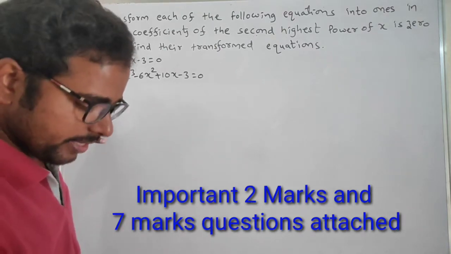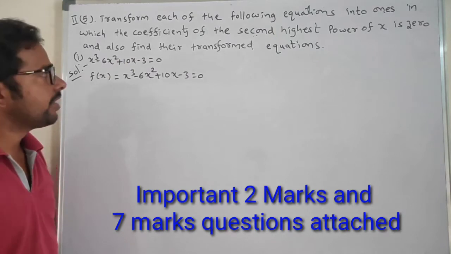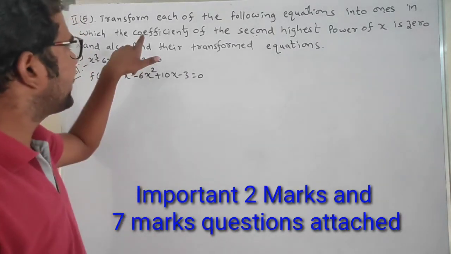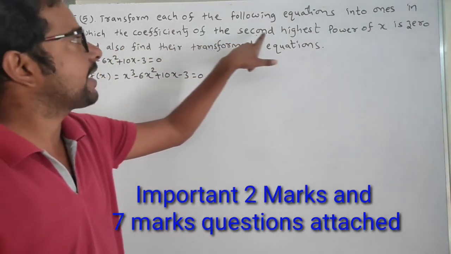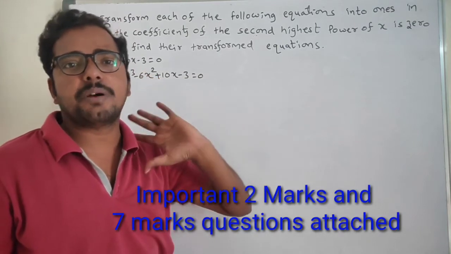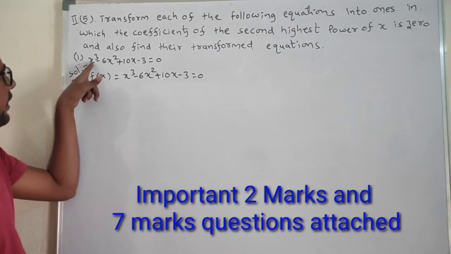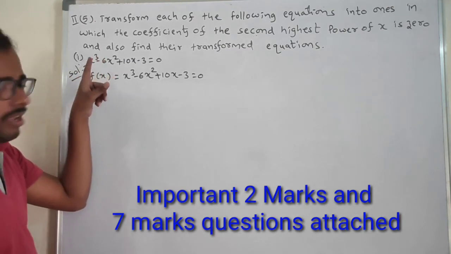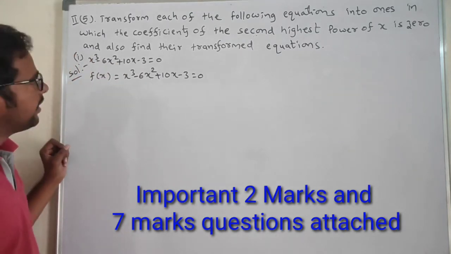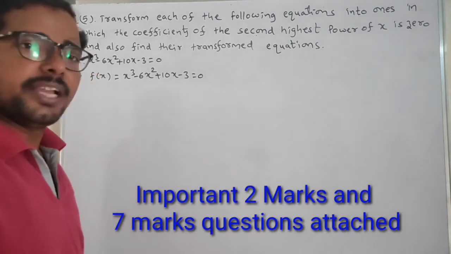So what is given? x power 3 minus 6x square plus 10x minus 3 equals 0. We have to find the transformed equation. The condition given is that the coefficient of the second highest power of x is 0. Here, it is a cubic equation. The first highest power of x is 3, and the second highest power of x is x square.